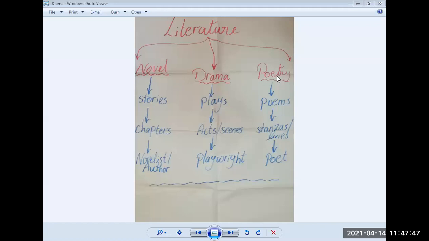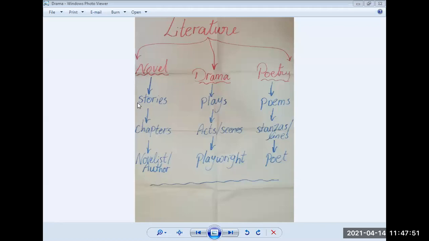Hello, Middle 3. In this video, we're introducing our play, Arms and the Man. But before we proceed, let's first remember the difference between the three branches of literature. As we know, literature is divided into novel, drama, and poetry.